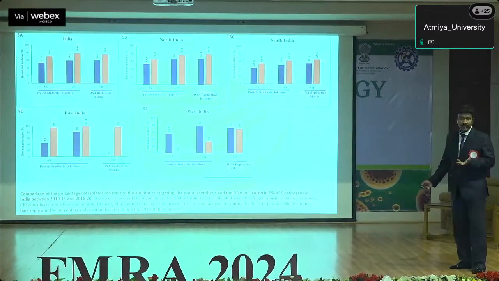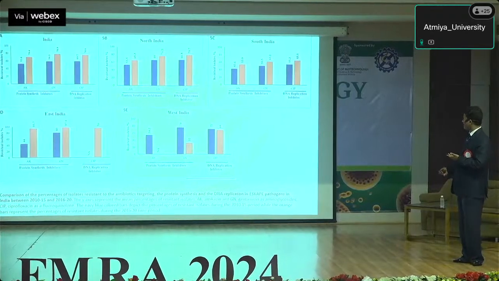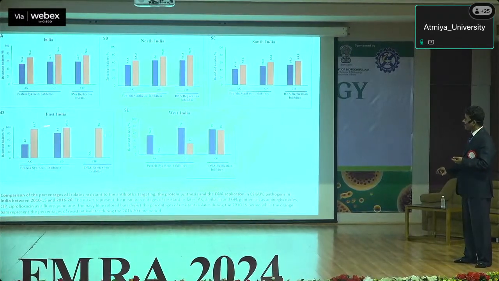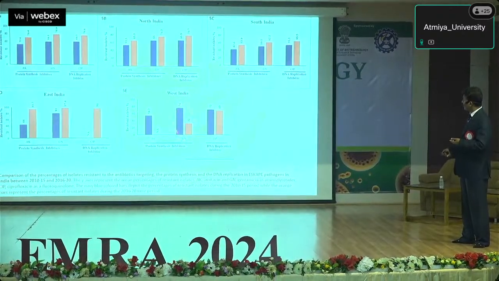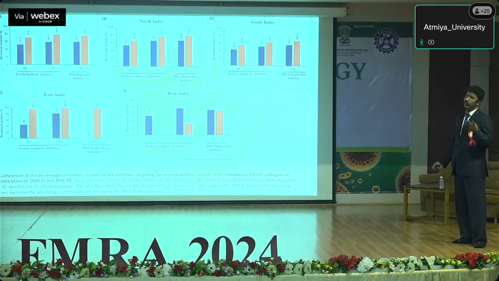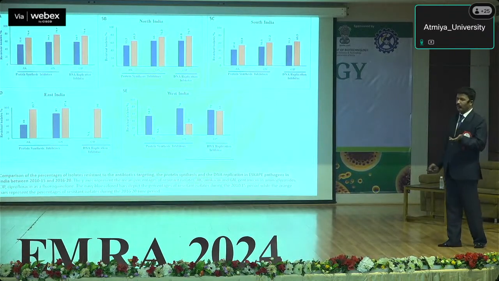Now, ciprofloxacin is an enzyme-targeting drug that acts on gyrase A, topoisomerase 1 and topoisomerase 4. The same was there for East India also, and to some extent there was a reduction in resistance in the case of West India, but there were only 2 papers. So obviously that is not sufficient to conclude anything.